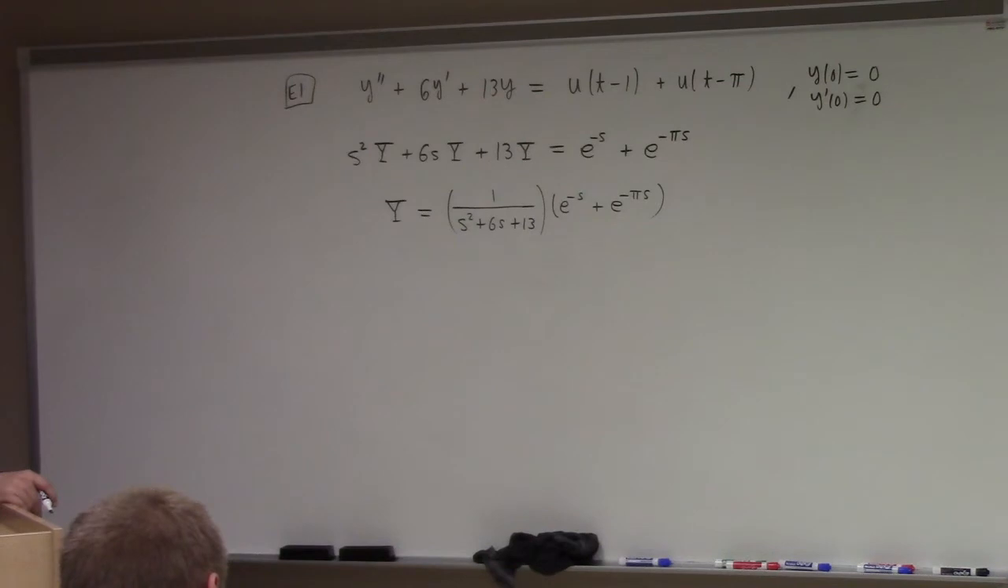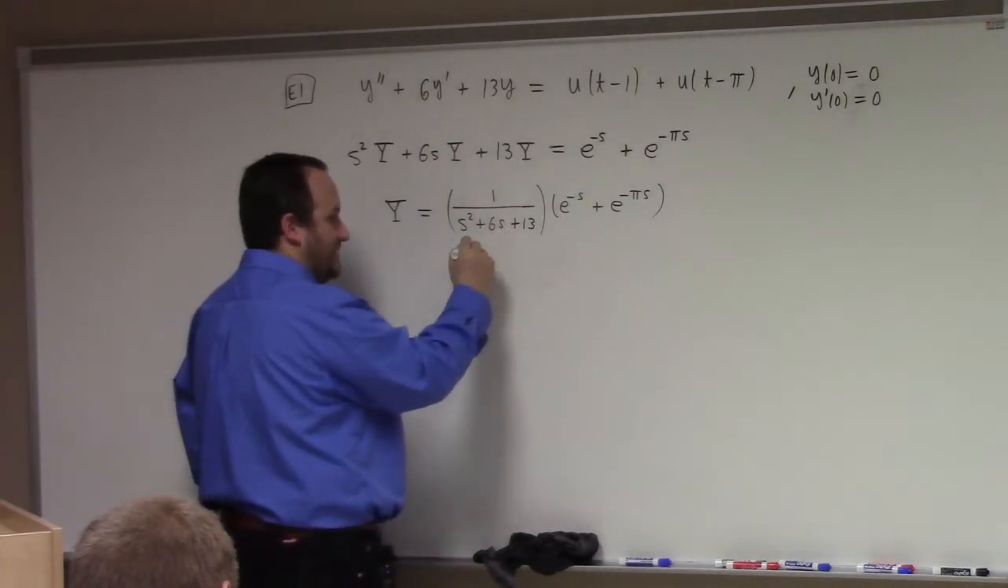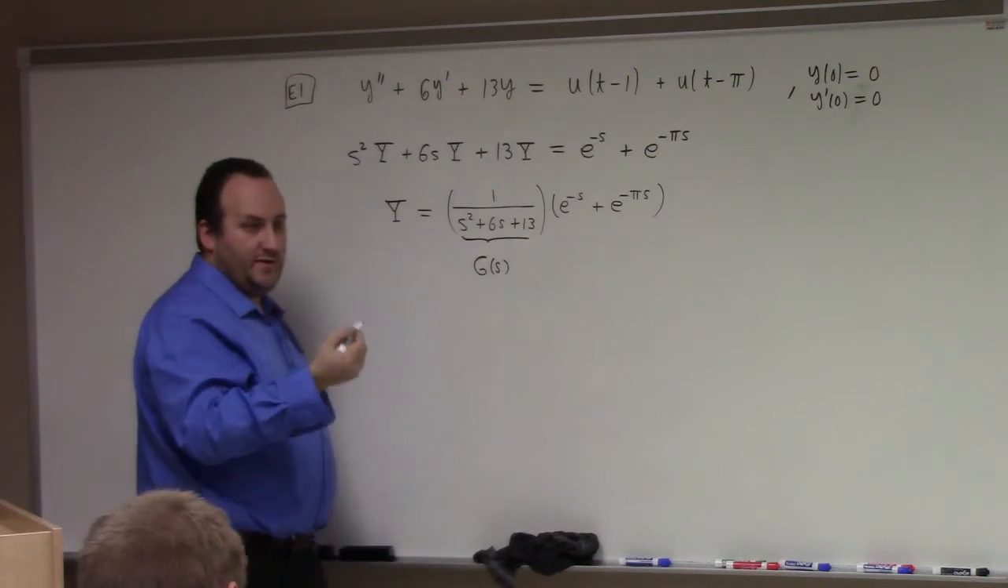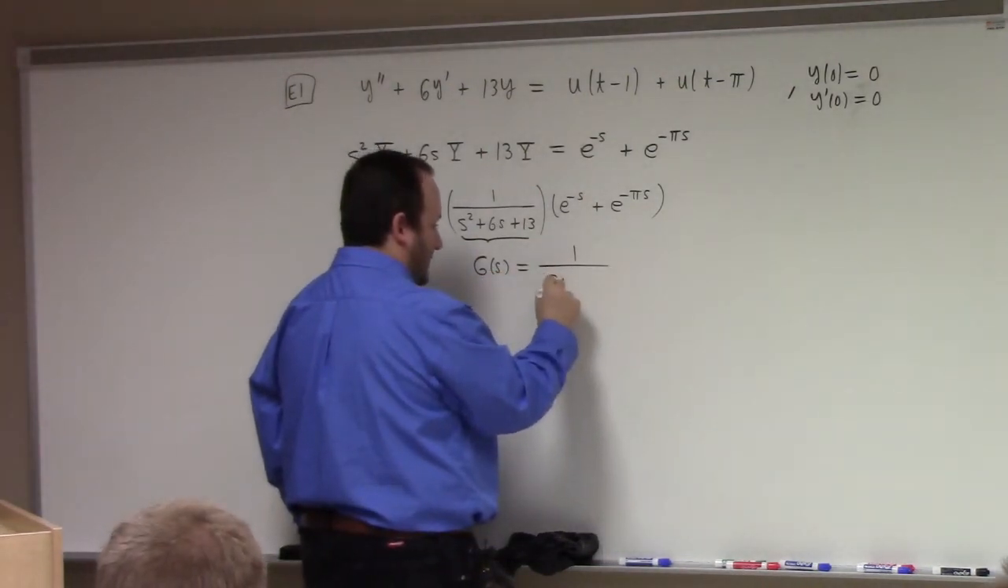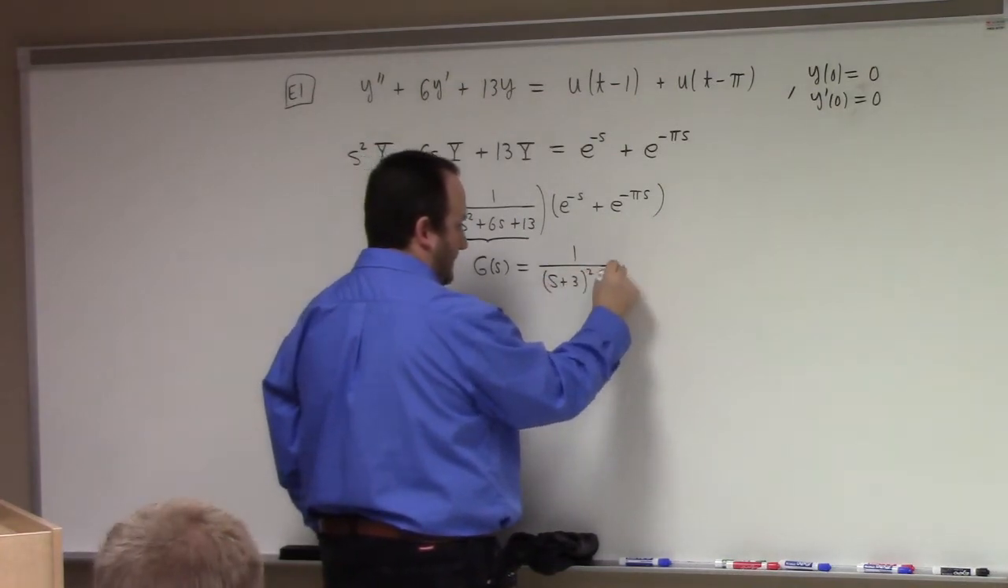All right. Now I need to calculate the inverse Laplace transform, right? Now this, it's not immediately apparent what to do with this. So let's call this thing G(s). G(s) is equal to what? Well, it's equal to 1 over (s + 3)² + 4, right?